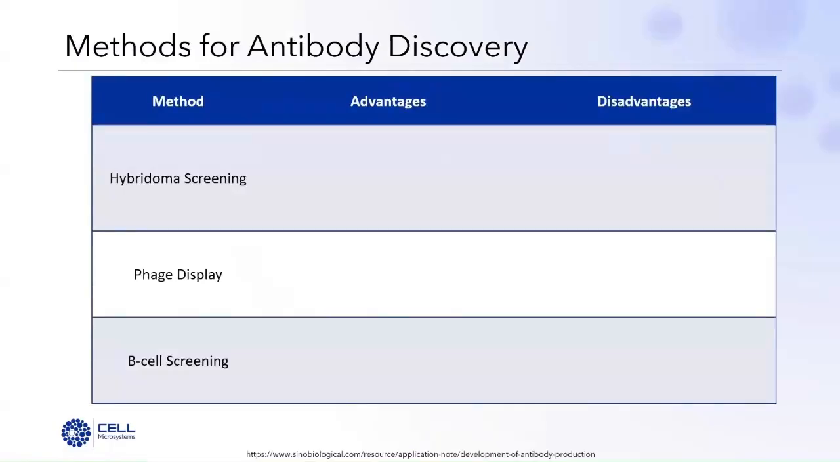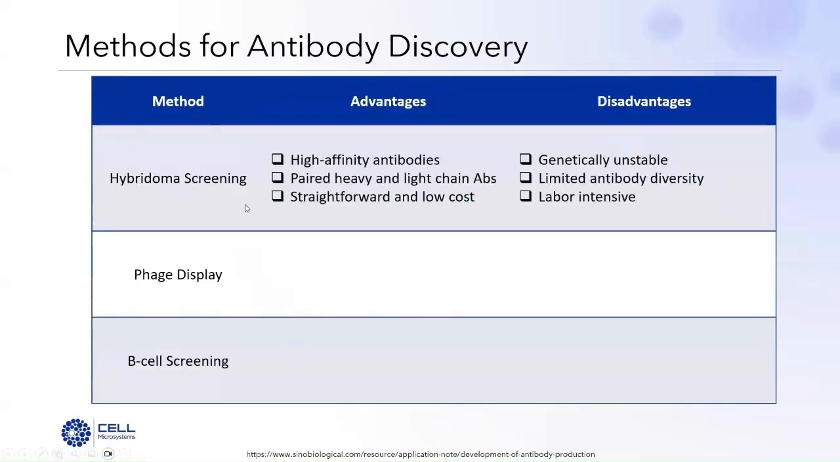There are several different methods of antibody discovery that are currently utilized, and they have advantages and disadvantages depending on your needs. Perhaps the best recognized and the most common of them is hybridoma screening. It has the advantage of producing high affinity antibodies. You get paired heavy and light chain antibodies right out of the gate, and it's a fairly straightforward and low-cost way to identify antibodies for your downstream workflows.